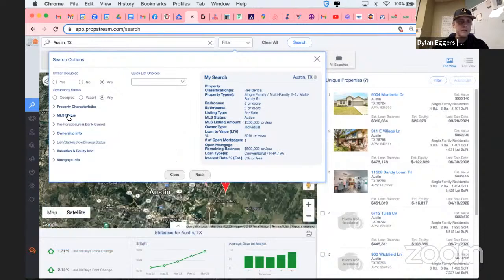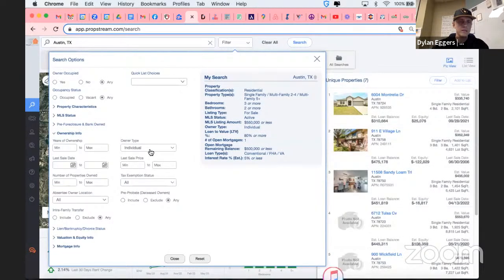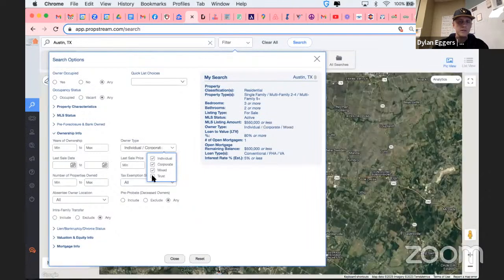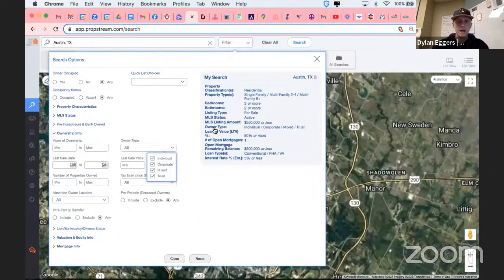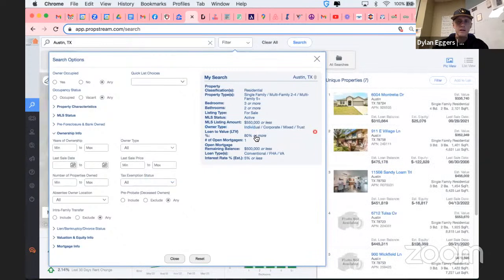Owner type as individual, and it doesn't even matter. You could do corporate, mixed, trust, all of that is fine. So add that to the list. Here's the most important part: 80% loan to value. So if here is the total value of the home, let's say it's 100,000, I want that $100,000 home to have an 80% loan, meaning it's $80,000 or higher. And that little portion up here is their equity. So I'm looking for low equity properties. Those make great subject to deals.